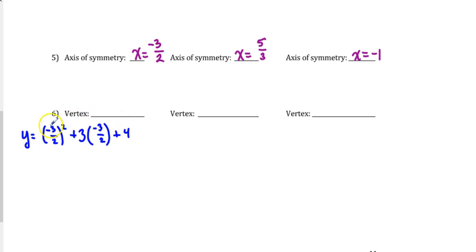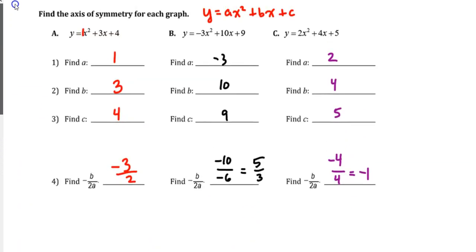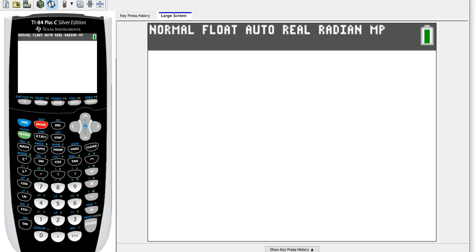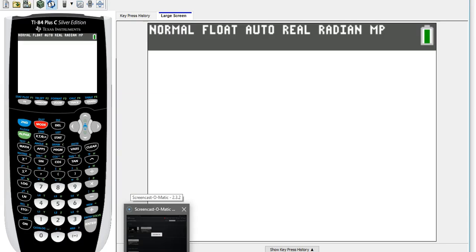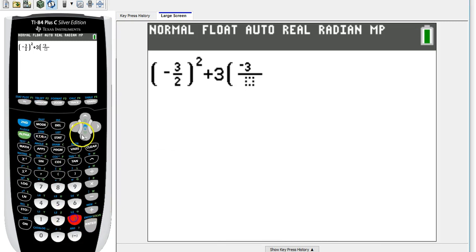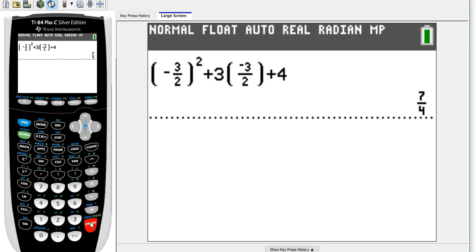Again, where's this coming from? This is our equation that relates x and y, but I have a specific x value that I'm subbing in, right? It's negative 3 over 2. And now I can just do this math, or we can let our calculator do this math. Oftentimes with an expression such as this, we're going to want to let our calculator just take care of it for us, so we'll do that in this case. Okay, it came out 7/4.